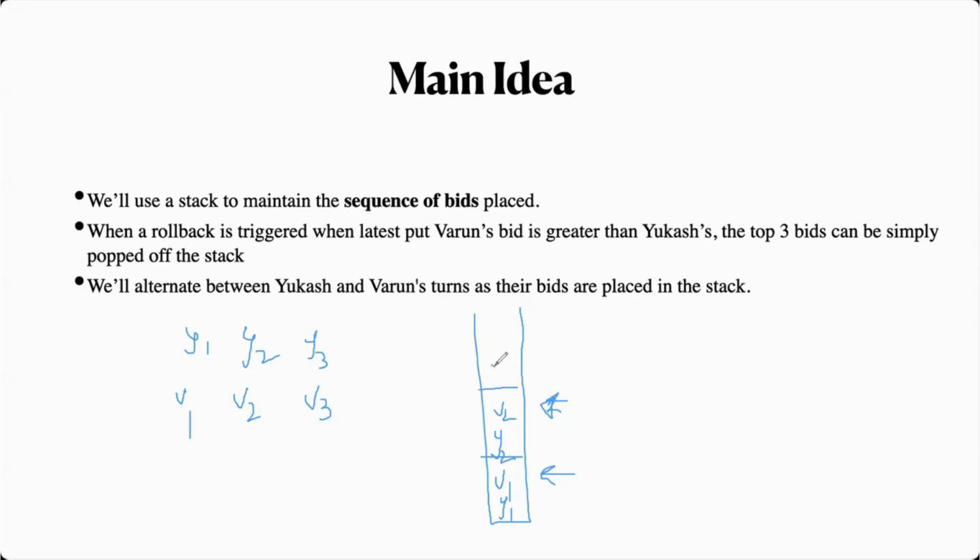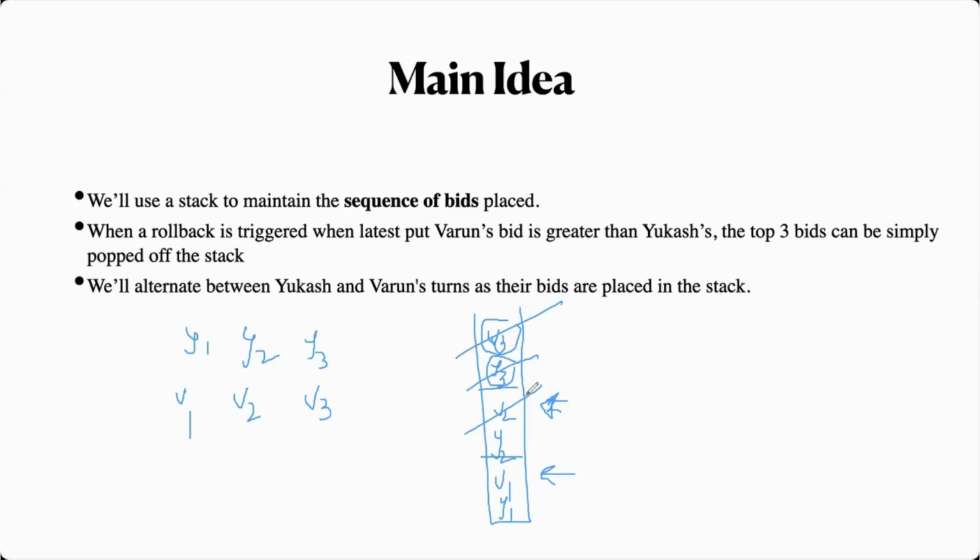Now we'll place Yukash's third bid and Varun's third bid. We'll now compare. Since the elements in the stack are greater than 2, we can do comparisons. In each case we'll do a comparison, but I'm showing only this case. We'll compare Varun's latest bid to Yukash's latest bid. If we see that Varun's bid is greater than Yukash's bid, in that case we need to pop back 3 elements. So we'll pop off V3, Y3 and V2.